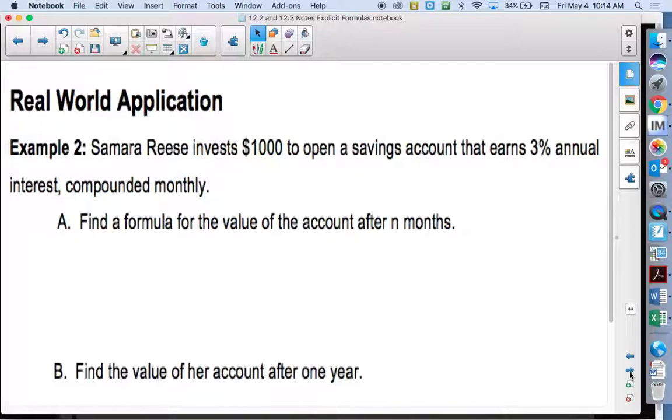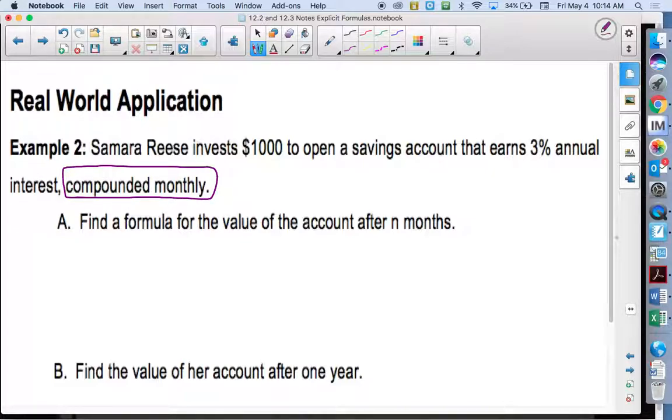Samara Reese invests $1,000 to open a savings account that earns 3% annual interest compounded monthly. Find the formula for the value of the account after n months. What does compounded monthly mean? Okay. Not raised to the 12th power, but something with 12.